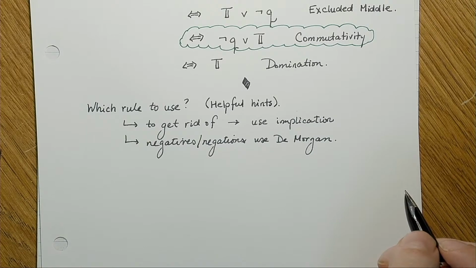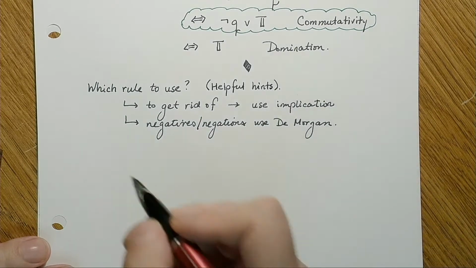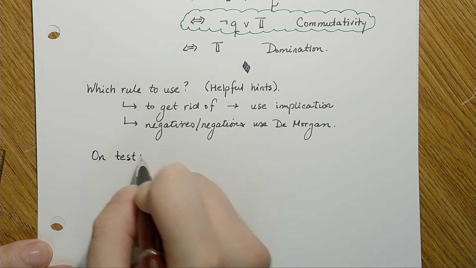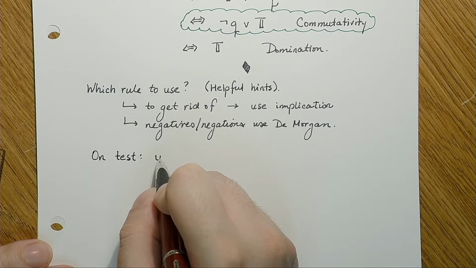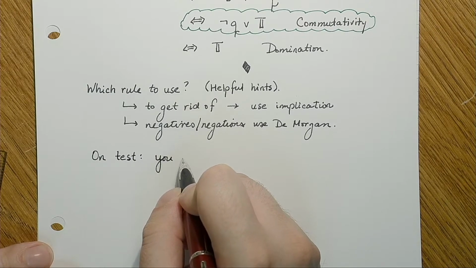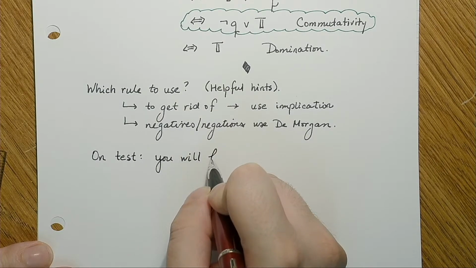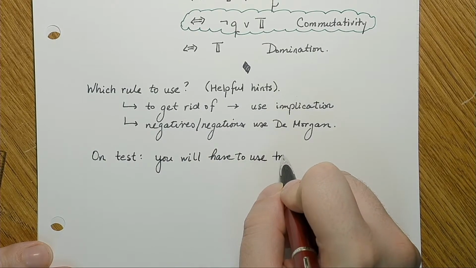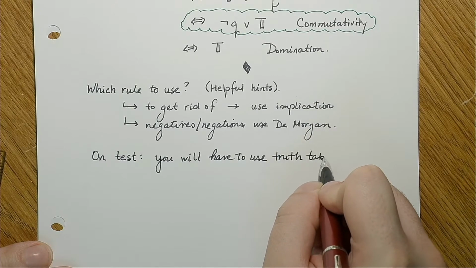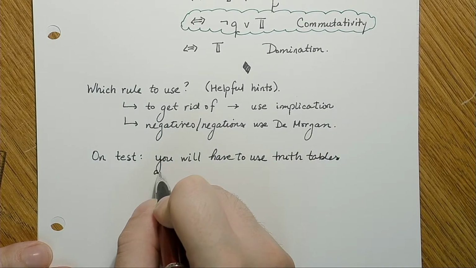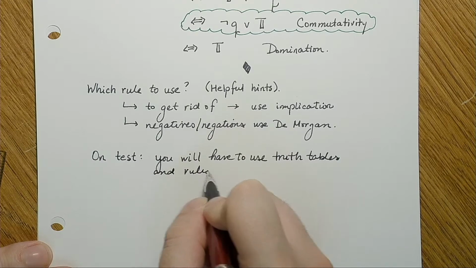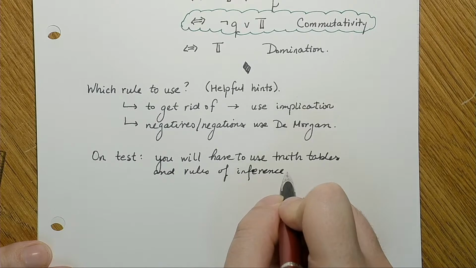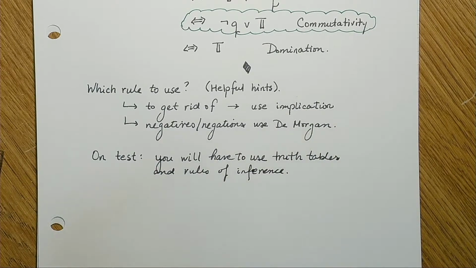Do you have to use this, or do we get an option to use truth tables for a test? So on the test, you'll have to do both. Okay, so you will have to use both.